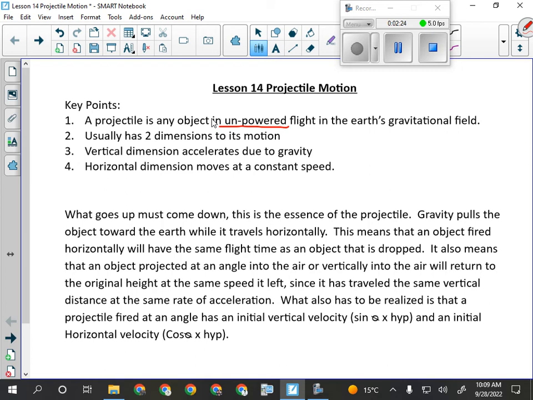Right? The vertical component, or the vertical dimension to any projectile's motion, is accelerated motion because of gravity. Okay? And the horizontal, we're going to assume we're working in the perfect physical world where there's no air resistance or anything like that. Okay? That will move at a constant velocity.